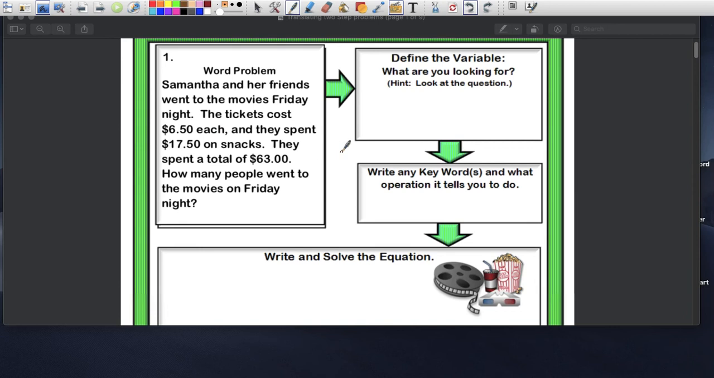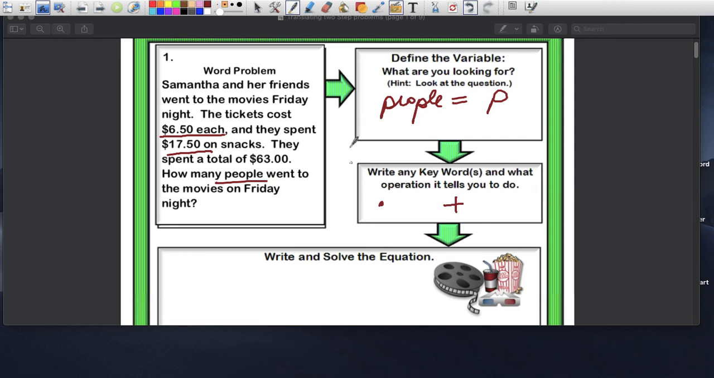All right, so you did this in class, but I'm going to do it here. So what am I looking for? In this first question, we're looking for the number of people that went to the movies. So I'm going to use the letter P as my variable. Any keywords that tell me what to do? Well, I know that the tickets cost $6.50 each, so that means multiplication to me. They also spent $17.50 on snacks, so that means there's an addition there somewhere.